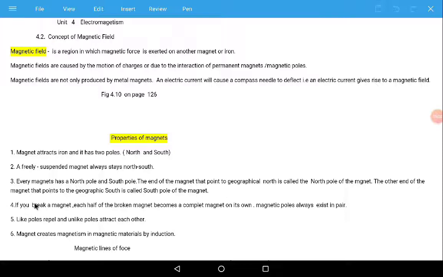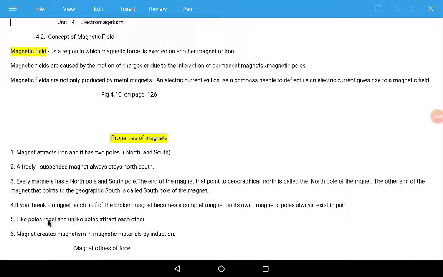The fourth one, if you break a magnet, each half of the broken magnet becomes a complete magnet on its own, because magnetic poles always exist in pairs. If we break a magnet, then each half of the broken magnet becomes a complete magnet on its own. That means it has a north pole and a south pole. So magnetic poles exist in pairs.